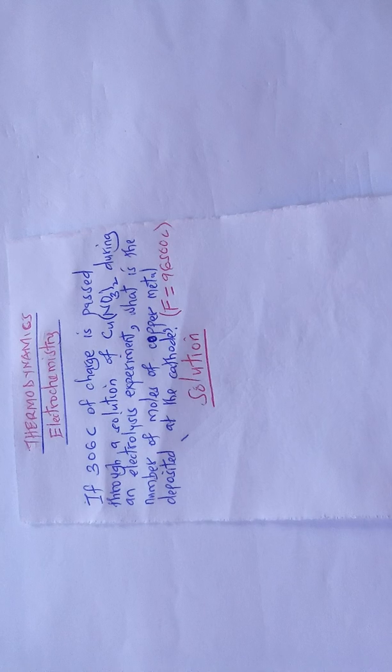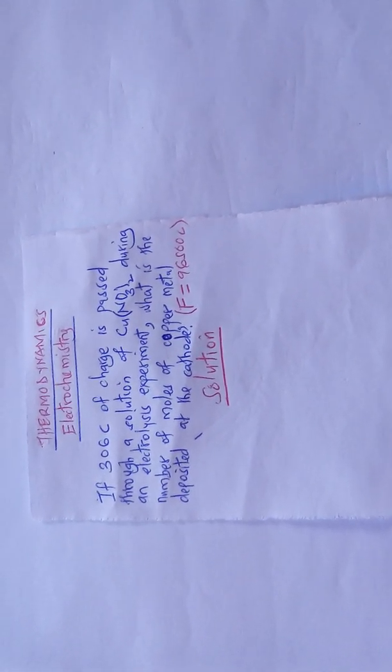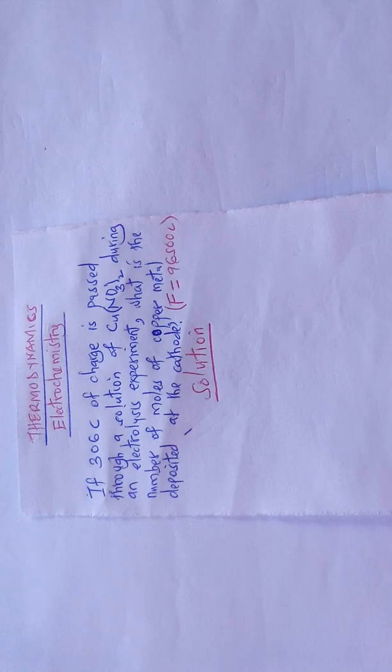Now the question is: if 306 coulombs of charge is passed through a solution of copper(II) nitrate during an electrolysis experiment, what is the number of moles of copper metal deposited at the cathode, given that 1 Faraday equals 96,500 coulombs? So friends, you've been provided with such an equation under stoichiometry of Faraday, and you are being told to solve it appropriately.